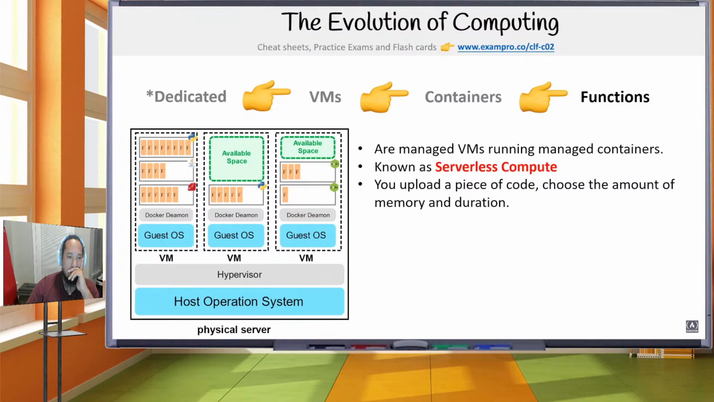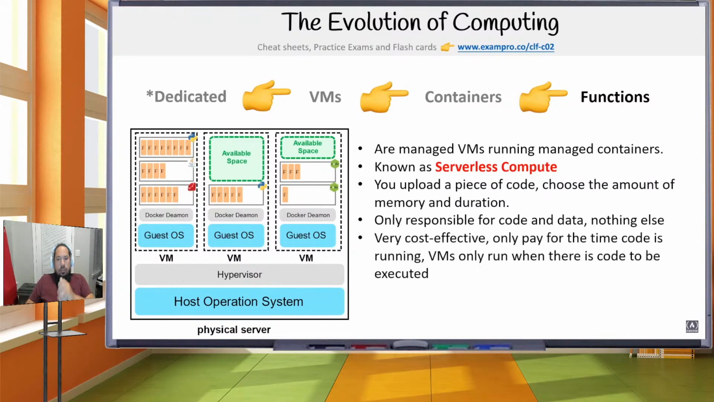You just know what your runtime is. You run Ruby or Python or Node, and you just upload your code, and you just say, I want this to be able to run for this long and use this amount of memory, okay? You're only responsible for your code and data, nothing else. It's very cost effective. You only pay for the time the code is running, and VMs only run when there is code to be executed.